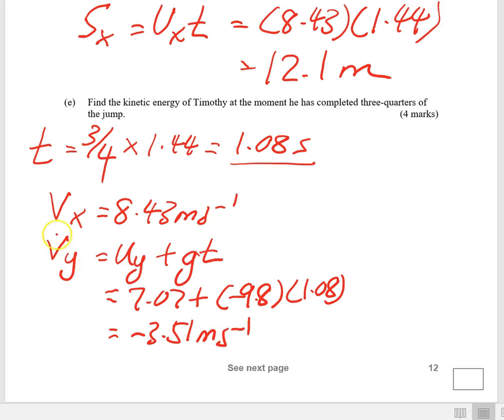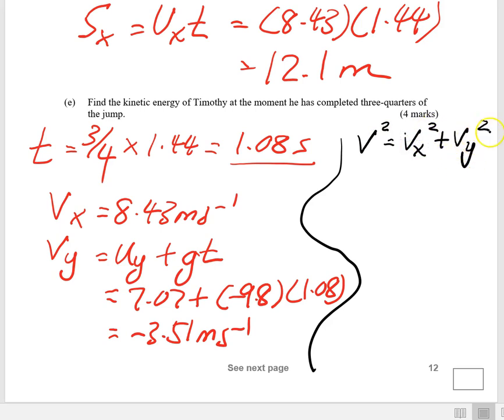So with this knowledge of Vx and Vy, I can combine them using Pythagoras theorem. Let me draw a line here, running out of space. So I can do this: V squared equals Vx squared plus Vy squared, Pythagoras theorem. And I want to find kinetic energy, which is half m v squared. Correct?